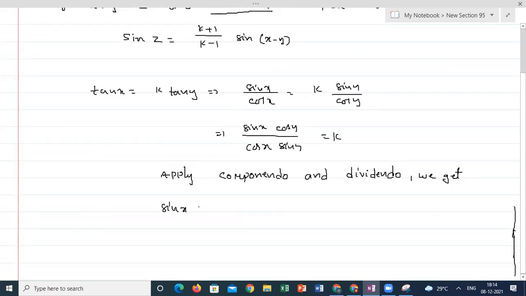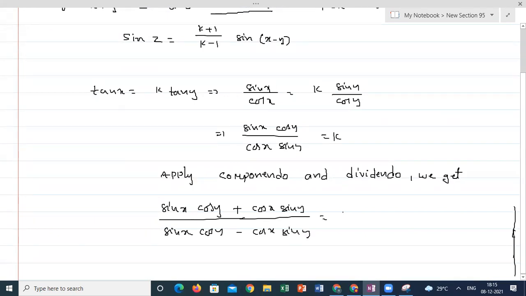Sir, sin x. Sorry, sir, actually we don't need. Yes, sir, we can directly do it, right, sir? If you want, without also you can try, but this is a little easier method, I felt. Sir, we can substitute the value of x, sir, k, and then directly do it, right?